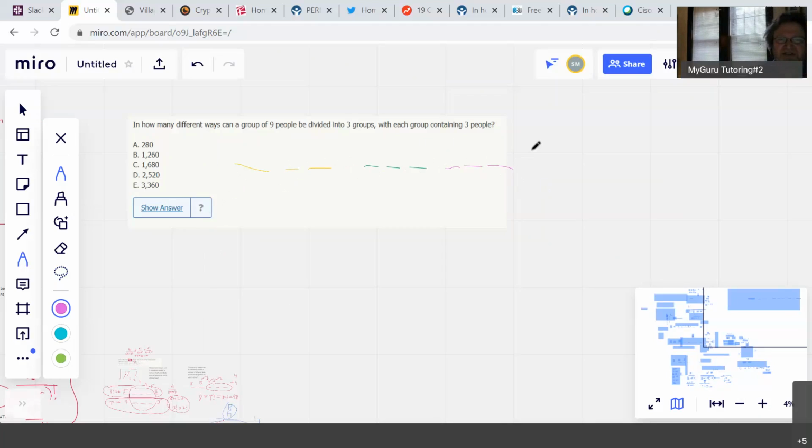9 people divided into 3 groups. Each group can only have 3 people. Bit of a clue here. We're talking about groups. Doesn't look like we're talking about arrangements, so we may have an order-not-mattering situation, at least for part of it. For the first group, you're just taking 3 out of the 9, right? So you say, I need 9 times 8 times 7, but it's not actually that. It's got to be 9 times 8 times 7 divided by 3 times 2 times 1.